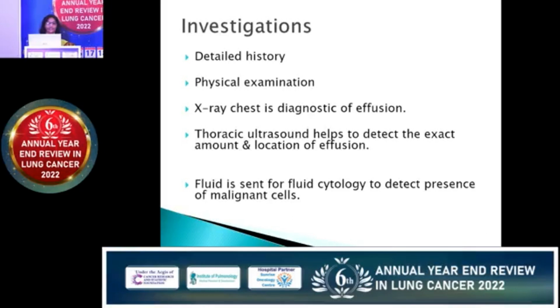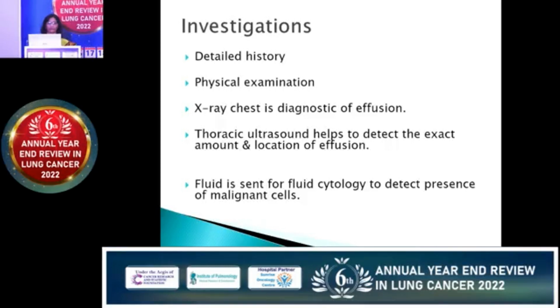Investigation. A detailed history is very important. If the patient has taken tuberculosis treatment or was diagnosed with tuberculosis, or has not taken treatment, then also there are chances for the patient to get this. Then physical examination is very important. X-ray chest is diagnostic for effusion. Thoracic ultrasound helps us to detect the exact amount and location of the effusion.